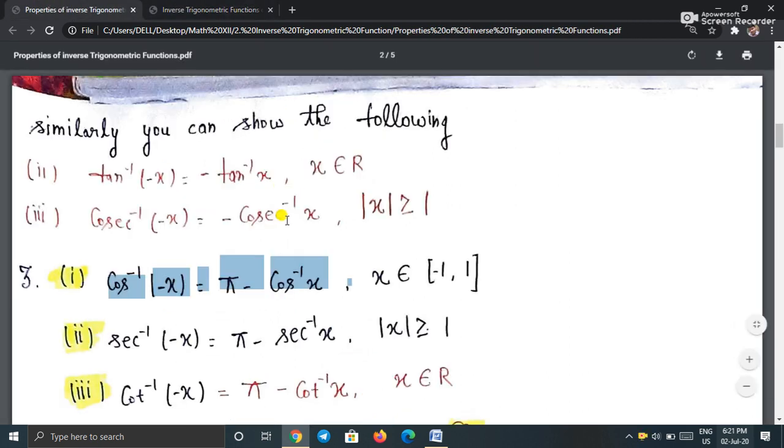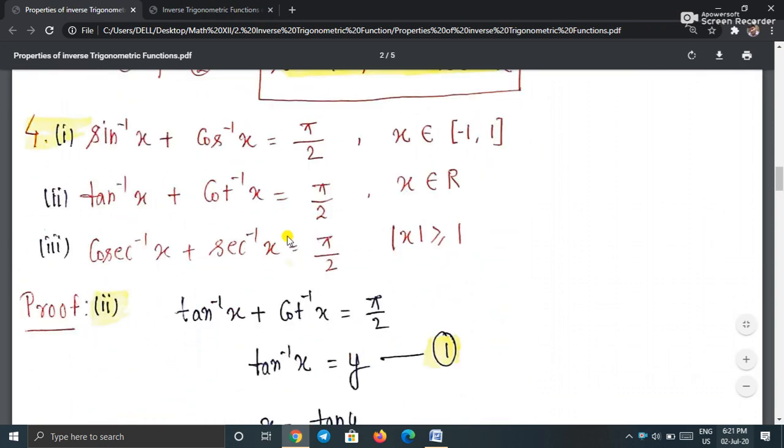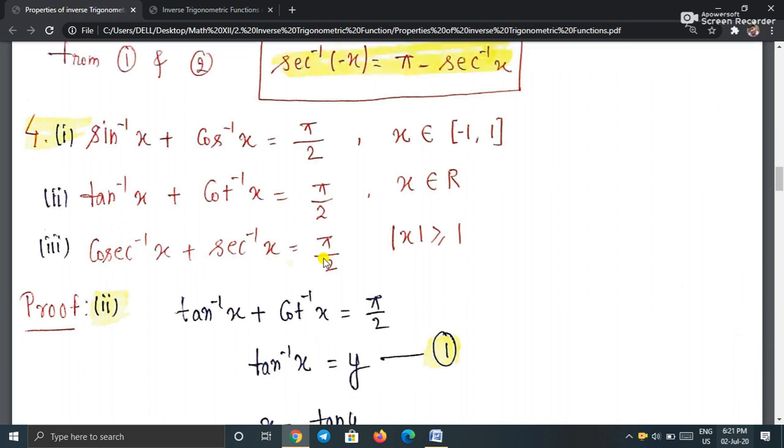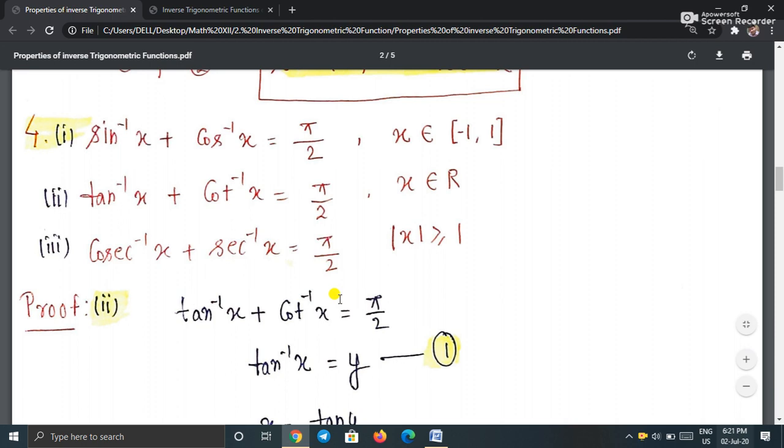Now see the next property: sin inverse x plus cos inverse x is equal to pi by 2. Tan inverse x plus cot inverse x is equal to pi by 2. Cosec inverse x plus sec inverse x is also equal to pi by 2, right? Now let us see the proof of this formula. But the proof of the first is given in the book. I am proving the second.